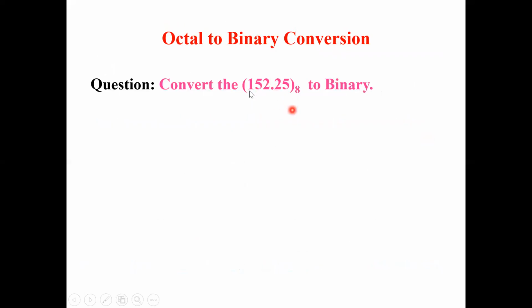Now convert this 152.25, the same problem, to binary. For 2, write the 3-bit representation. For 5, write the 3-bit representation. For 1, write the 3-bit representation. Again, keep the octal point at the same place. Write the 3-bit representation of each digit and join them into a continuous string.